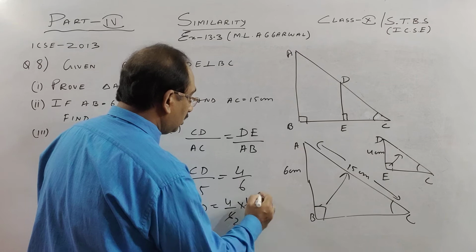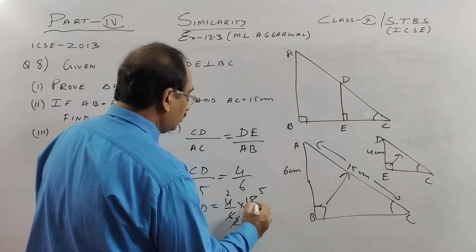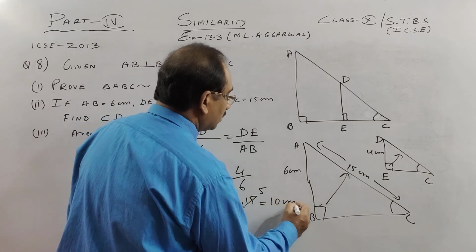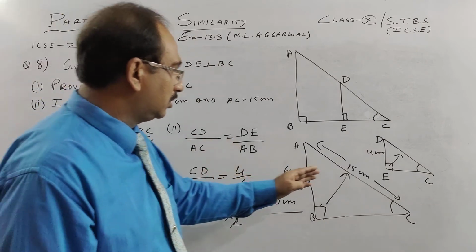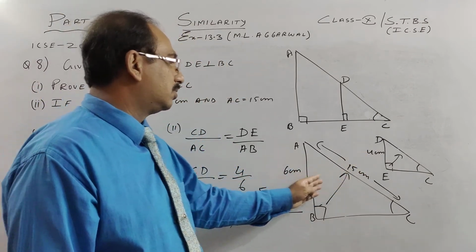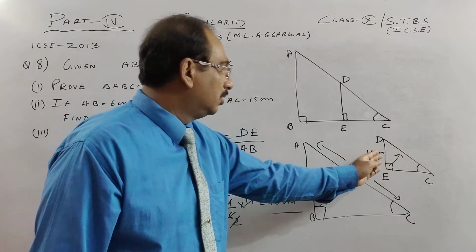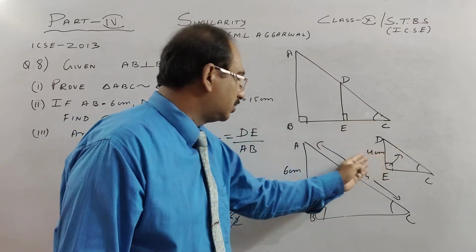5, 3 2s are, 3 5s are, 2 2s are, 4. So CD is 10 centimeter. So very simply you can do orally also. See, this is 4 is to 6. So this will be 10 is to 15. So see, small to big, children, it is 2 is to 3.